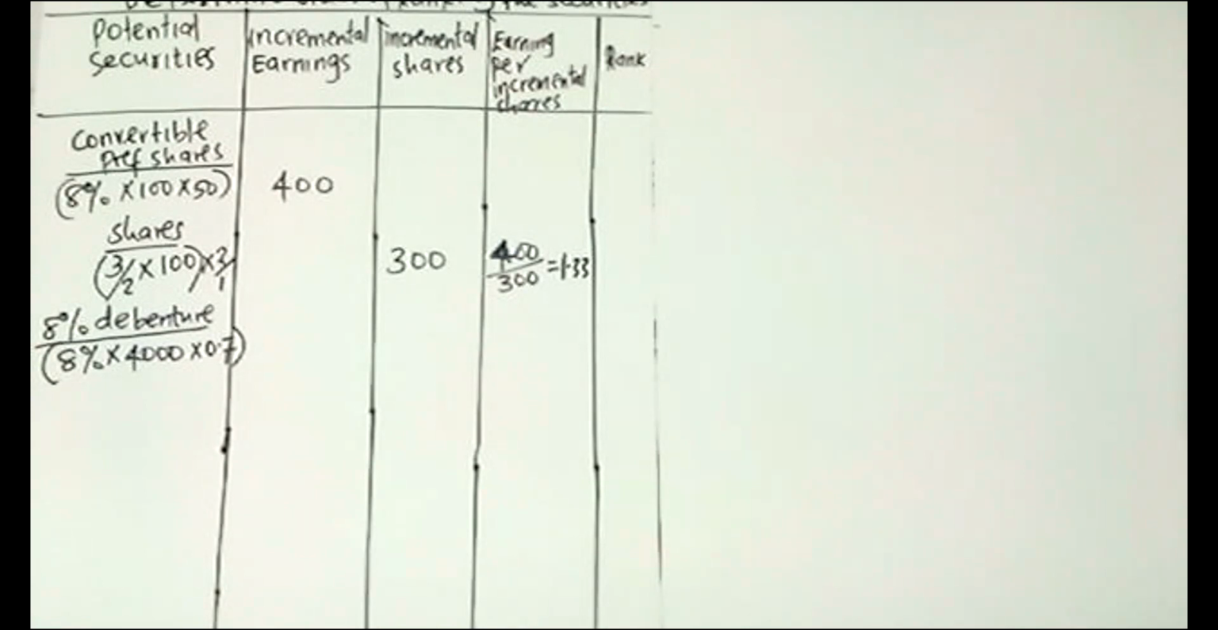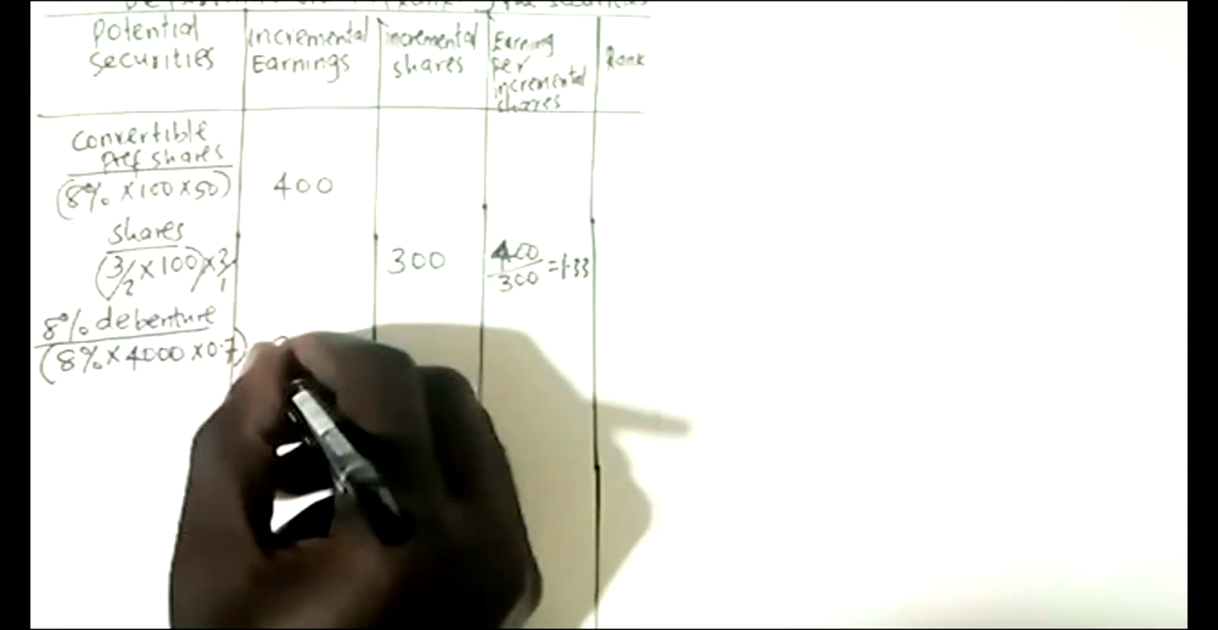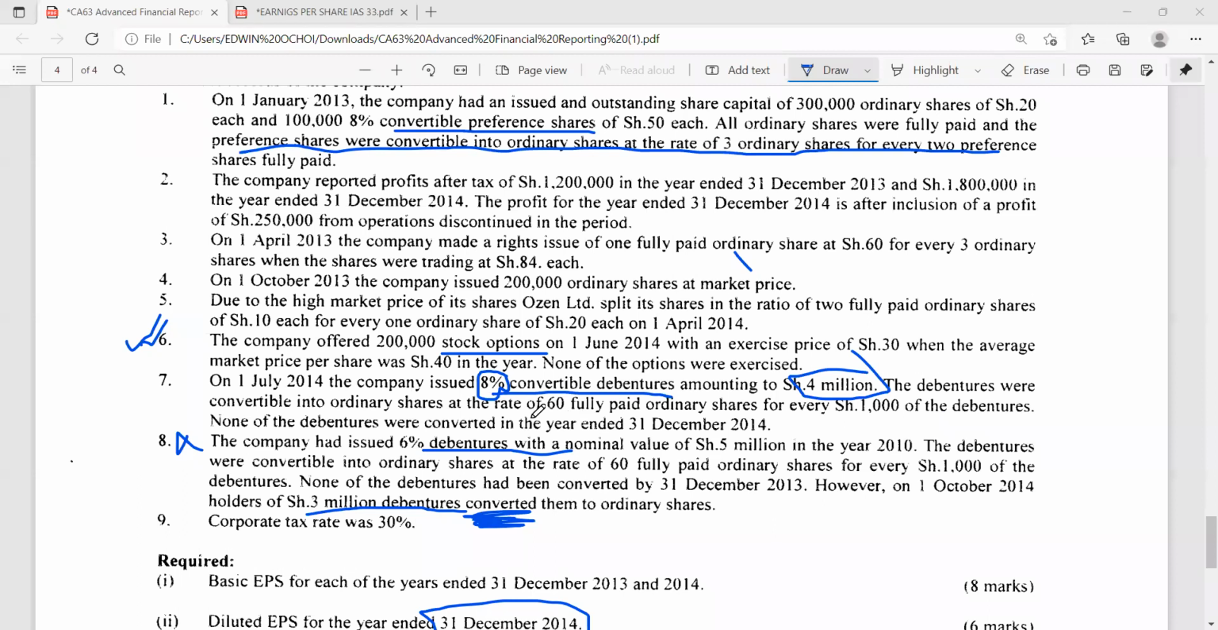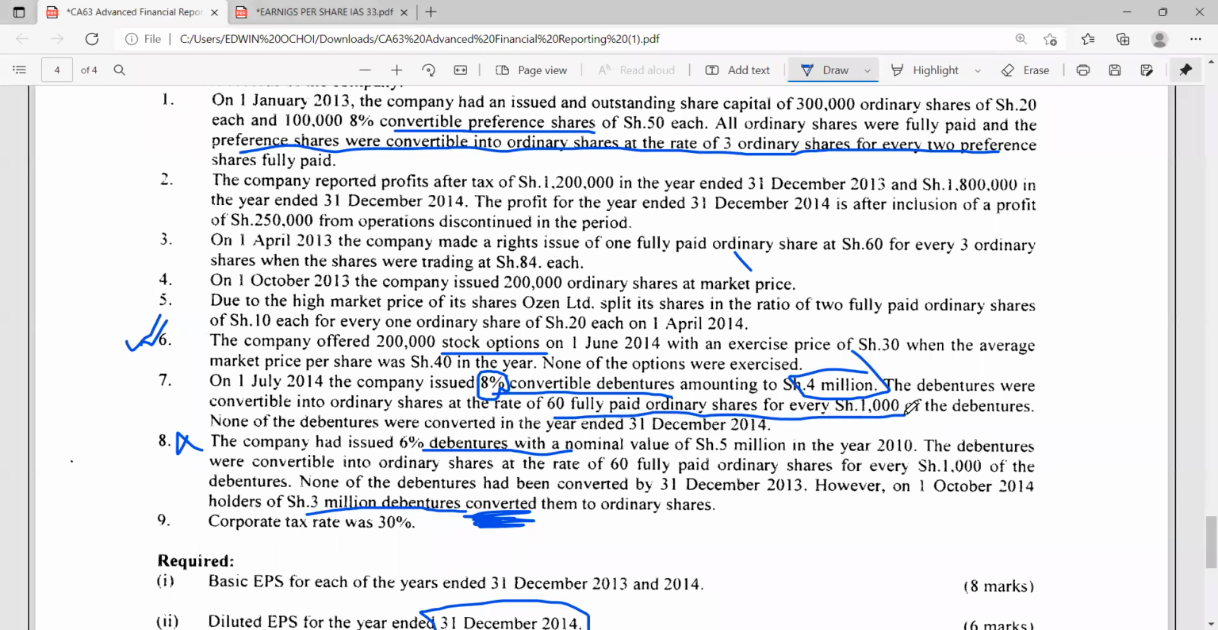So in this scenario, the saving, the interest, net of tax. In tax, you call it a tax shield. You can go and research more about what is a tax shield. So this is 224. So what about shares? They were converting in which proportion? 60 for every 1,000. So there's an incremental shares, because now we are assuming that they converted in this proportion.